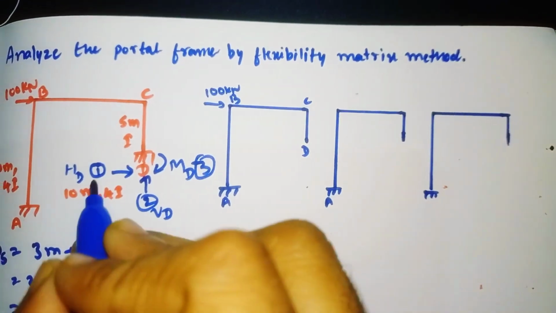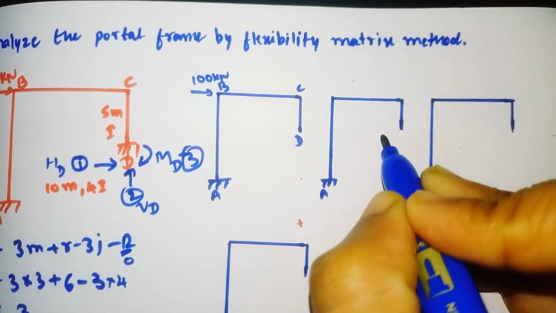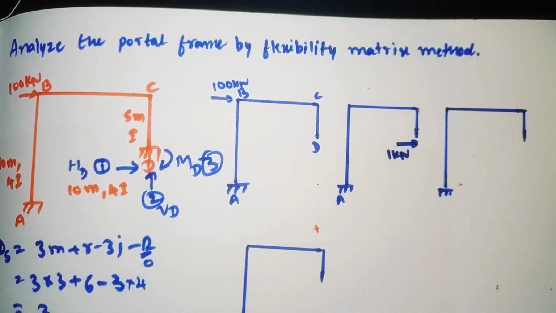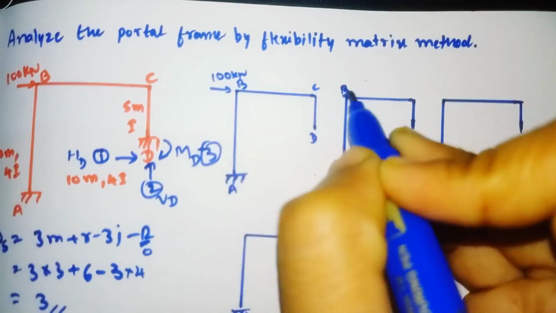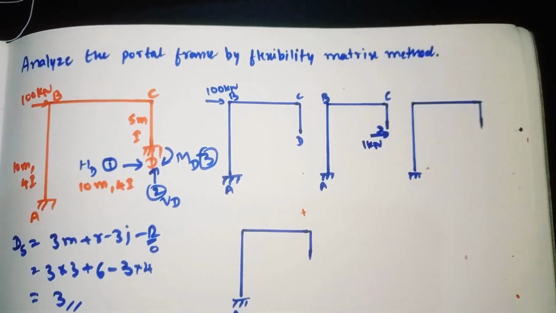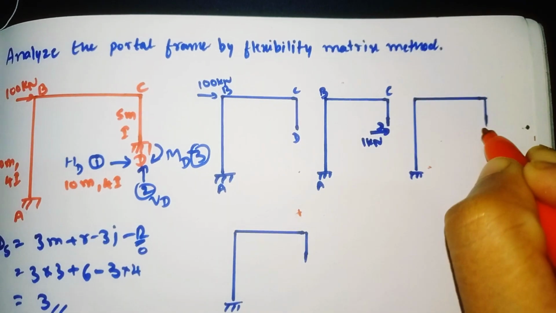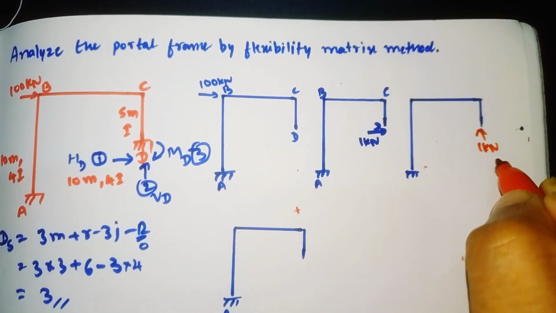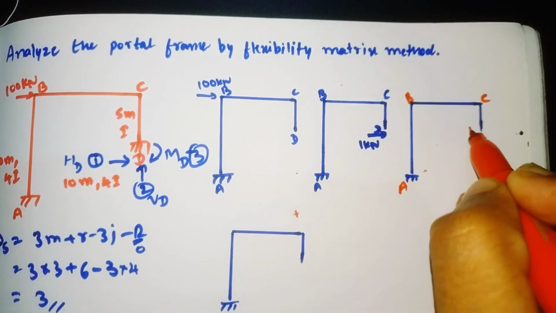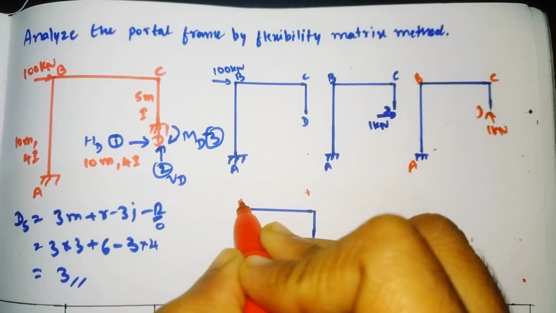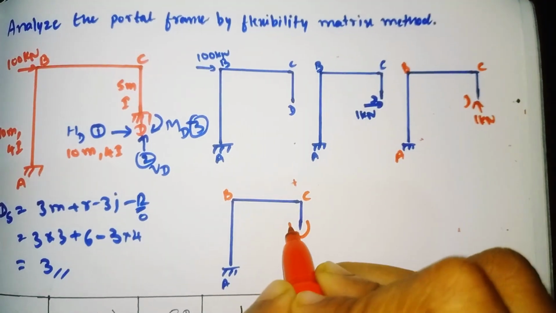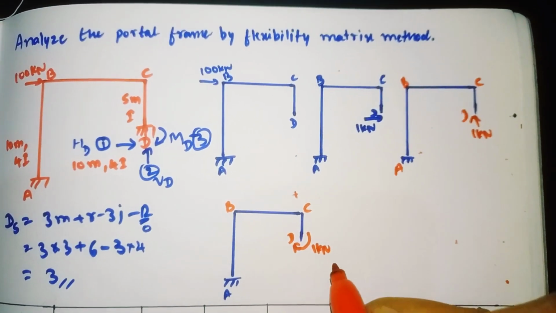Coordinate number 1 is acting here, we need to put that, and it has the intensity of 1 kilonewton, as you all know, and give the names A, B, C and D. Coordinate number 2, that is vertical, is acting here, with the intensity of 1 kilonewton, and give the names A, B, C, D. Apply coordinate number 3, the moment, acting here, with unit intensity.